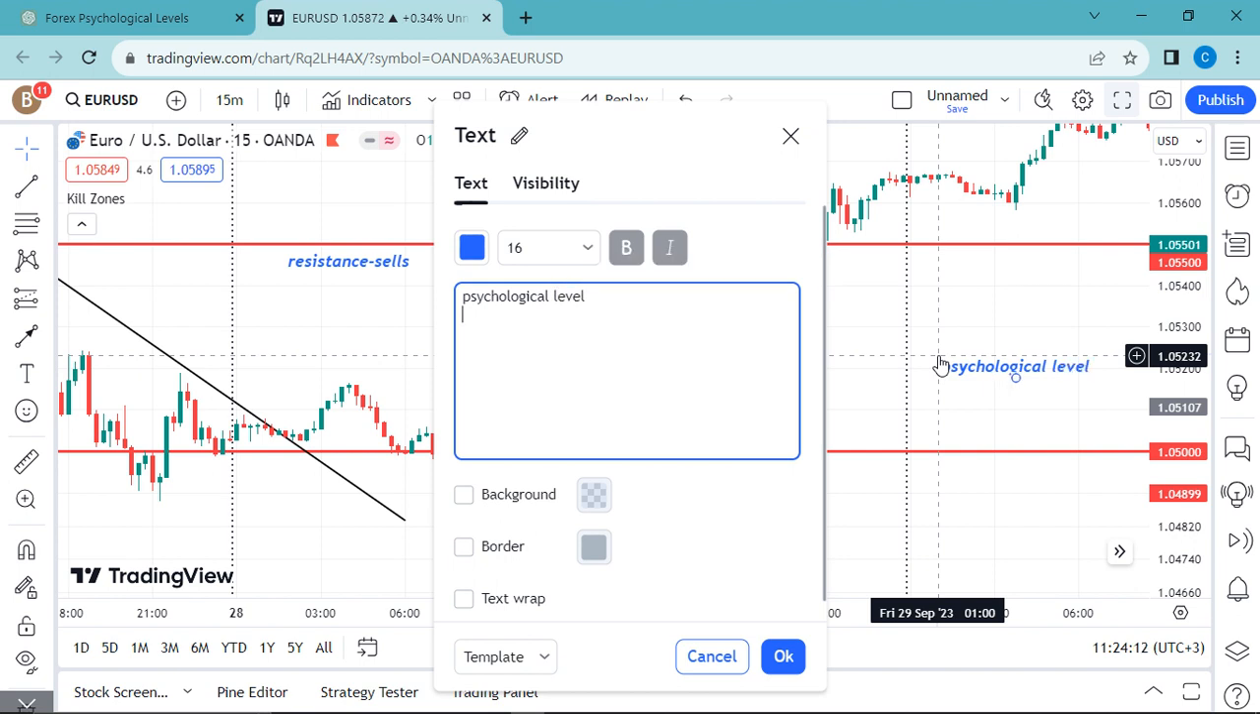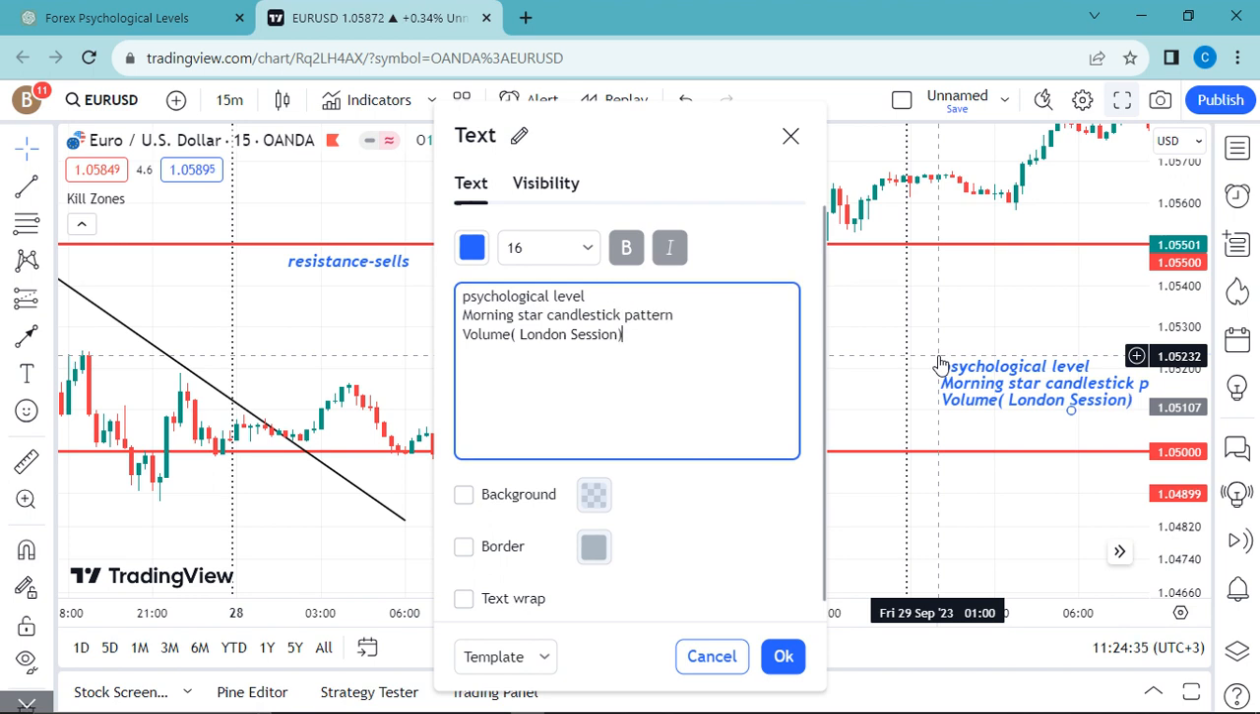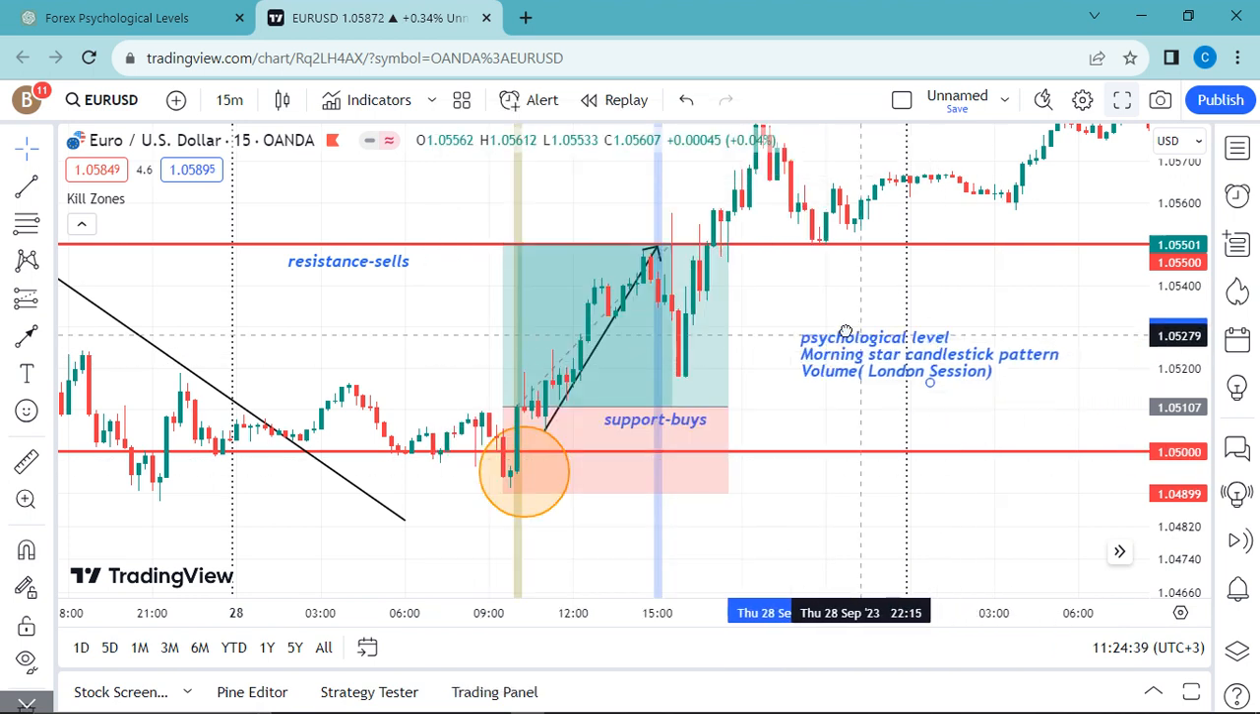The second one is the morning star candlestick pattern, and the third one there was volume because of London session, right? So guys, there were three confirmations to take the trade, right?